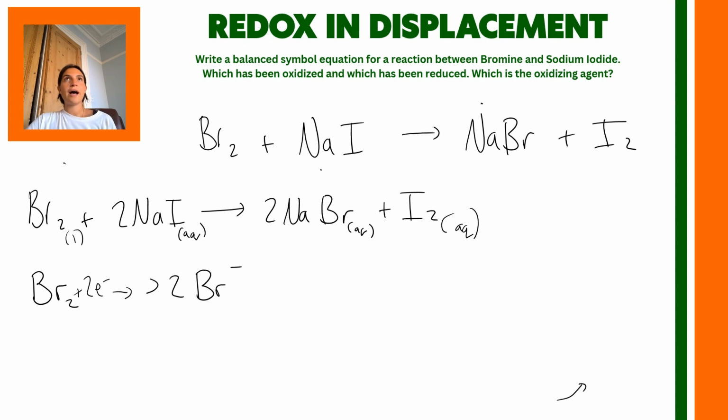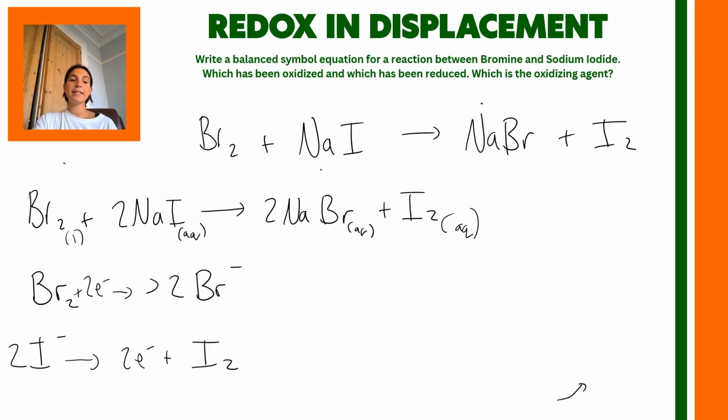So if I think about what happens to my bromine first, if I look at my left-hand side, it's neutral. It's just a diatomic molecule, an element. And then on my right-hand side, it has joined part of this ionic compound, and it has these negative bromide ions, and they have a charge of -1. And on my right-hand side, I have 2 of those negative bromide ions. So that must mean that my bromine gained 2 electrons, so that 2 of these bromide ions is what I've got on my right-hand side.